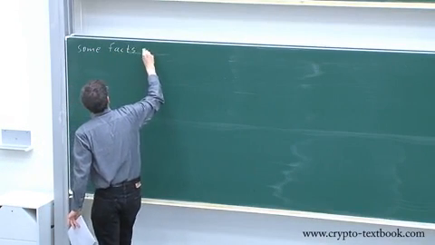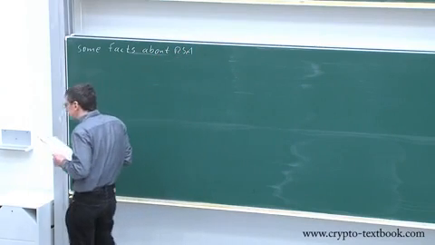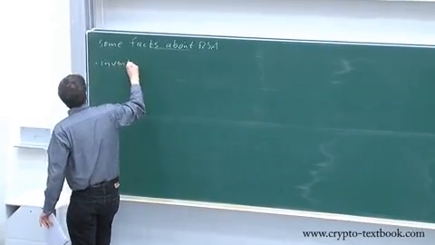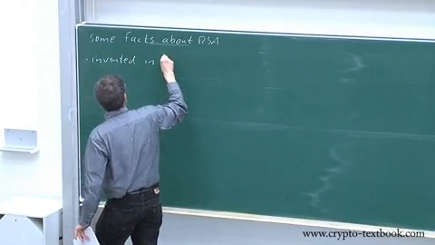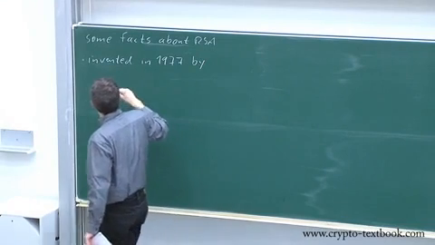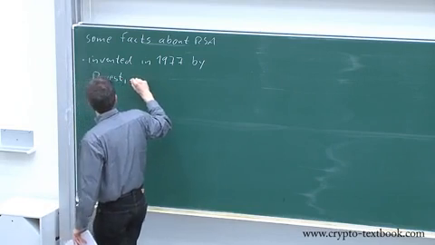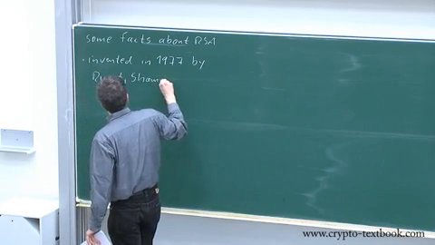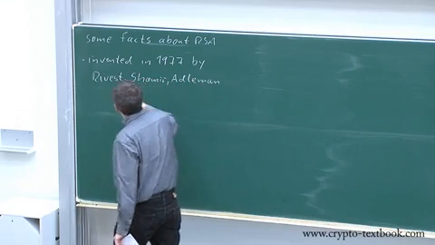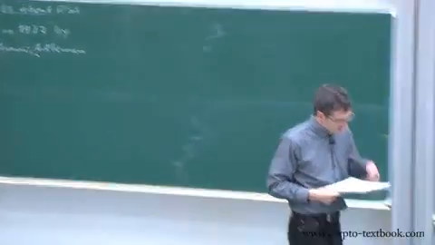Some facts about RSA, and it's just very, very simple. So that was invented in 1977 by Ron Rivest, Adi Shamir, and Leonard Adleman. And that's where the name stems from, RSA, okay?